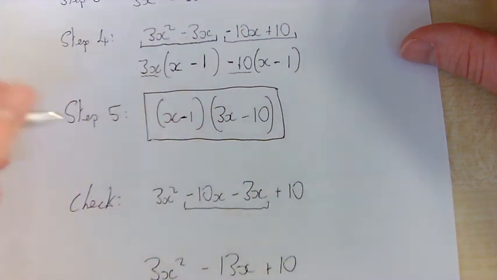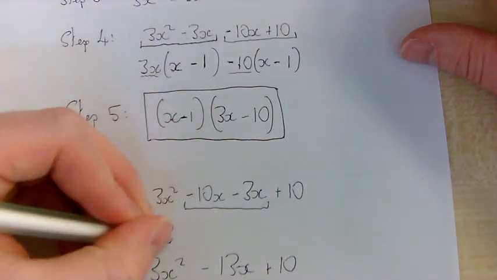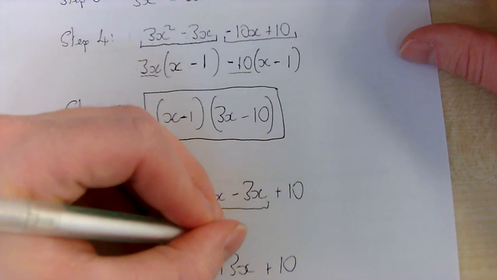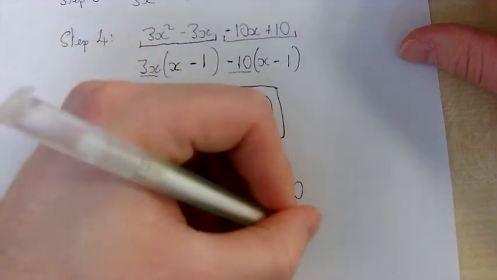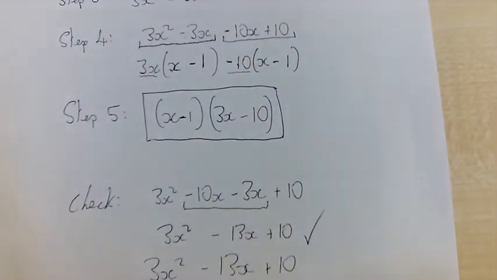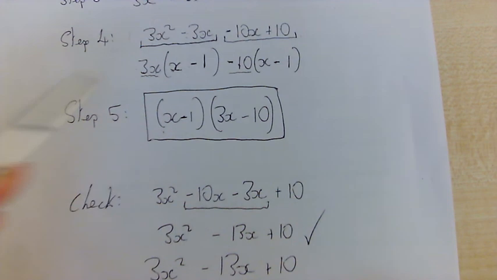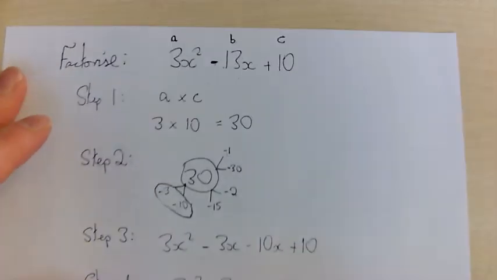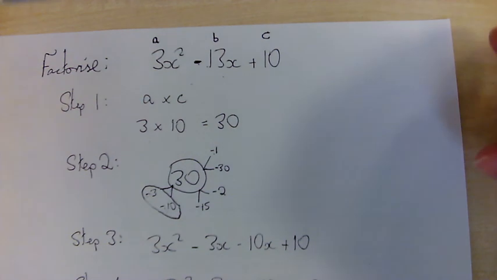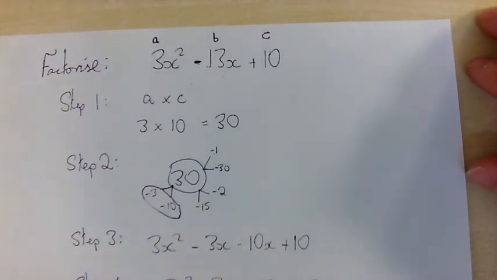Simplify these two in the center. We end up with 3x squared minus 13x plus 10, which is what we needed to have. So this is correct. Remember, for some quadratics, you cannot factorize like this. You will need to use the quadratic formula, so have a look at the video on that one.